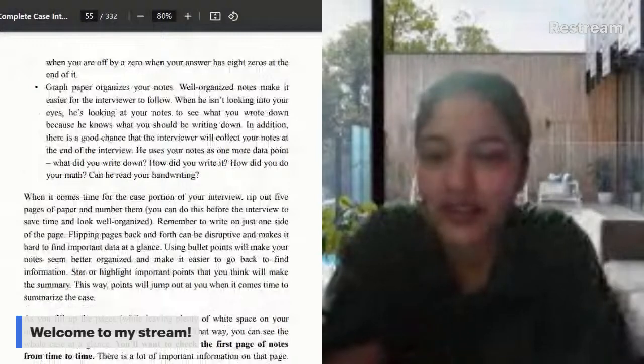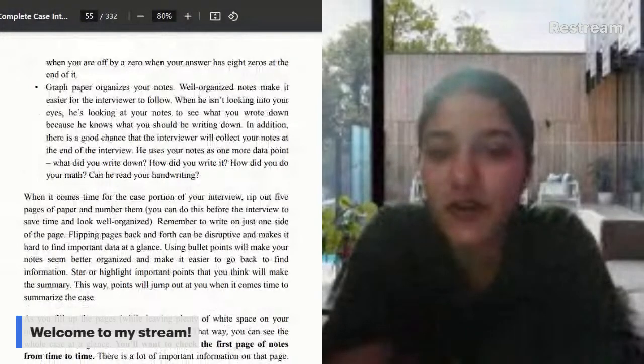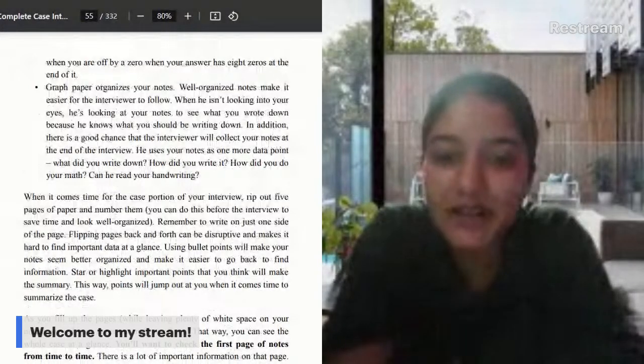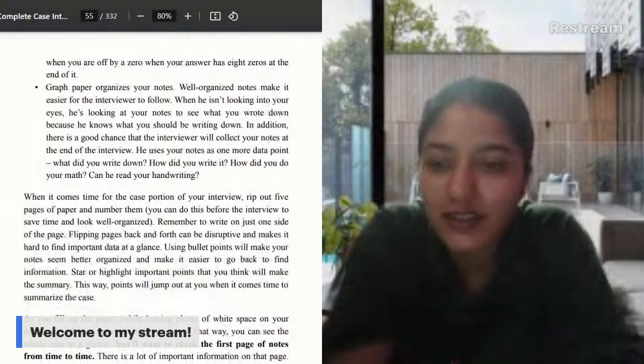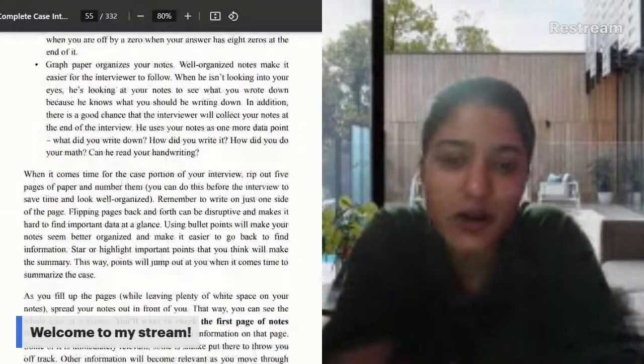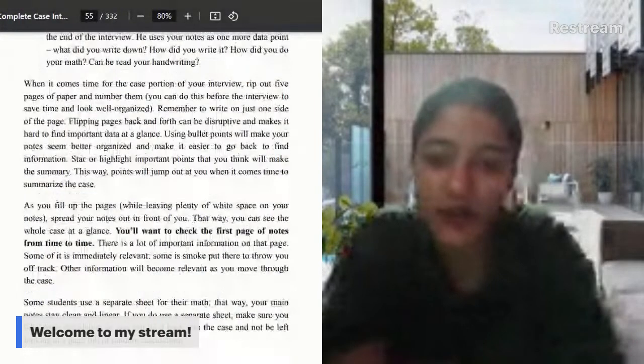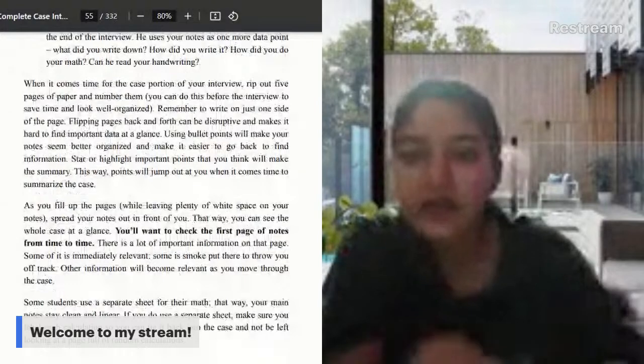Well organized notes make it easier for the interviewer to follow. When he isn't looking into your eyes, he's looking at your notes to see what you wrote down, because he knows what you should be writing down. In addition, there is a good chance the interviewer will correct your notes at the end of the interview. He uses the notes as one more data point: what you should write down, how you wrote it, how you did your math, can he read your handwriting?